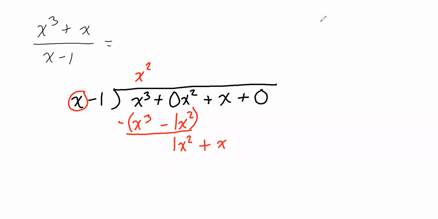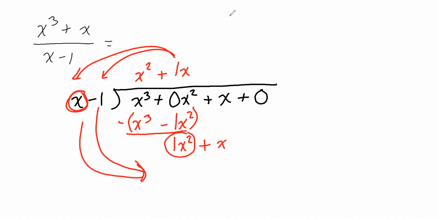For our next move, we ask, what is 1x squared divided by x? You always divide by the leading term in the divisor. 1x squared divided by x is 1x, or more specifically, positive 1x. That is equivalent to saying that x times positive 1x is positive 1x squared. Your goal on the top is to write whatever you need to so that when you multiply, you write it below here.